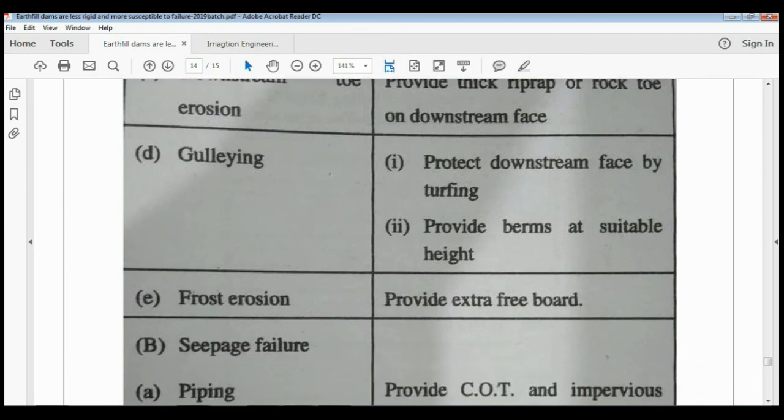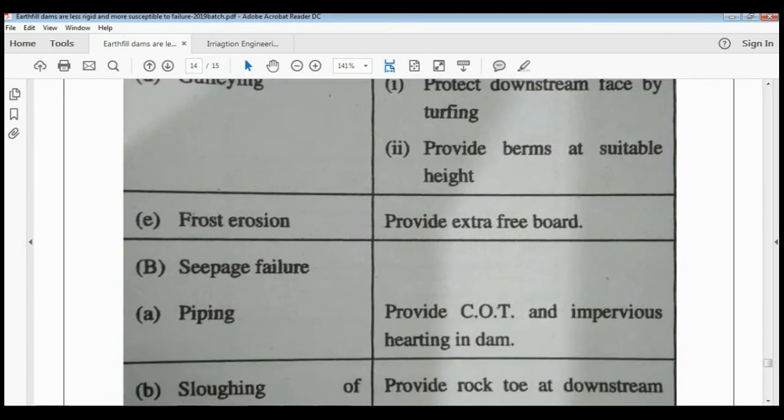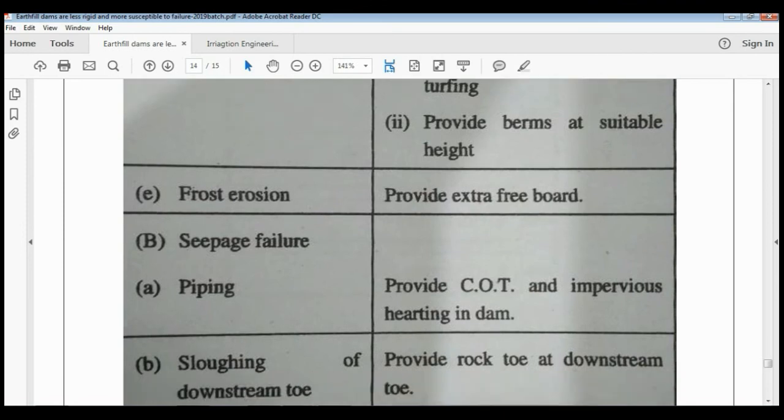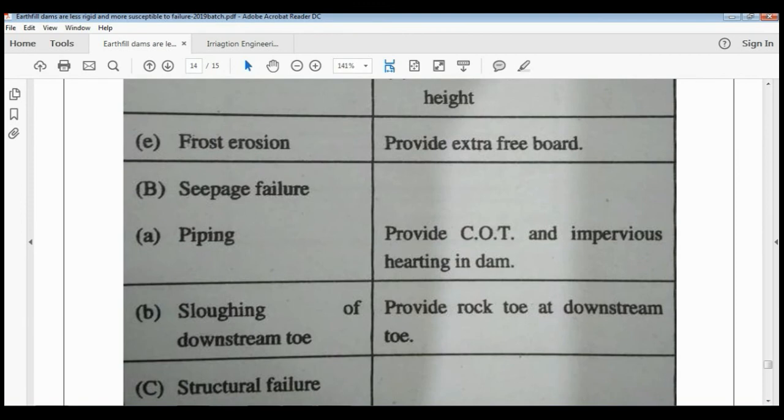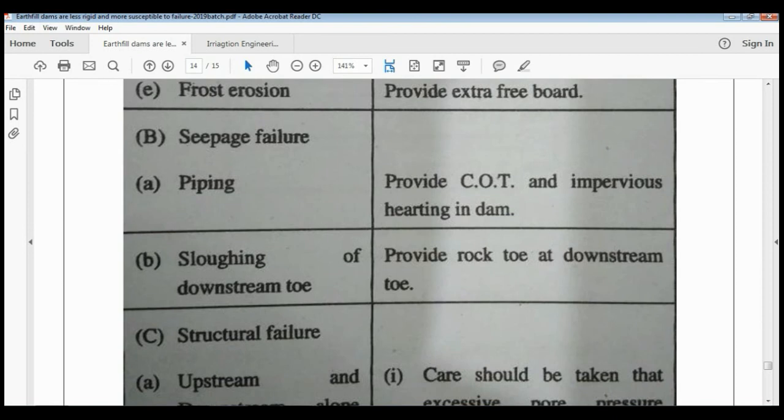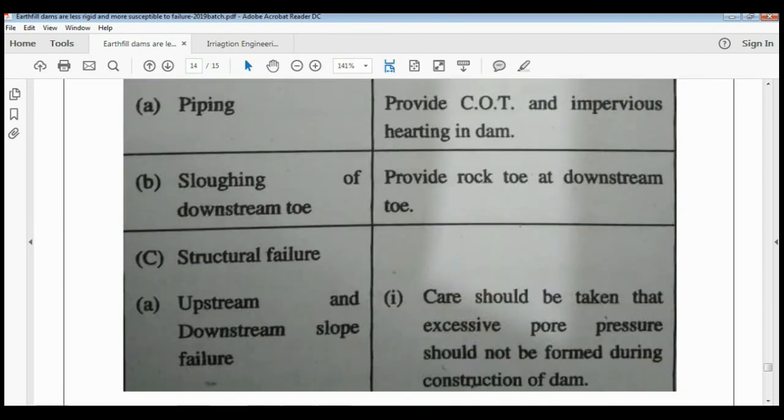Then next one is frost action. Provide extra freeboard so that we can avoid it. For seepage failure, in that piping, we provide a cutoff technique and an impervious hearting in the dam. Hearting means we provide an impervious core. For sloughing of the downstream toe, provide a rock toe at the downstream toe. Then structural failure, upstream and downstream face failure. Care should be taken that excessive pore pressure should not be formed during the construction of the dam. So to avoid structural failure, we should avoid excessive pore pressure.